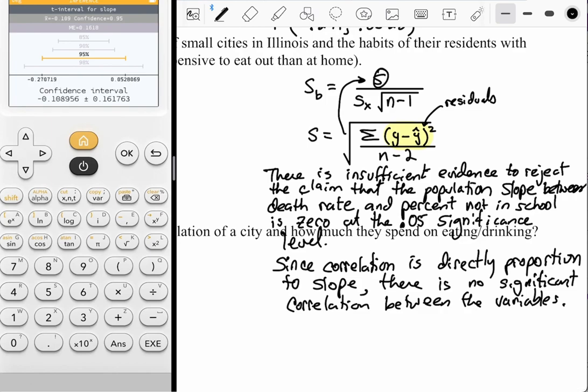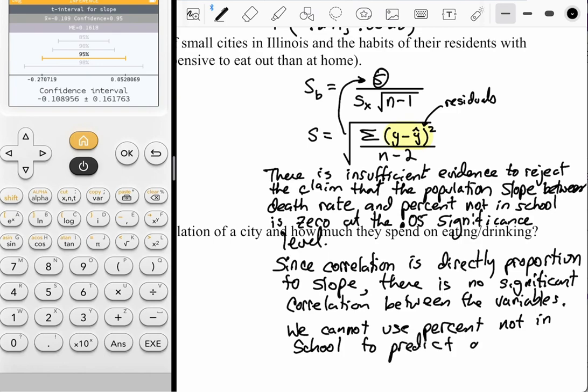So we would say we cannot use percent not in school to predict the death rate. Writer's cramp.